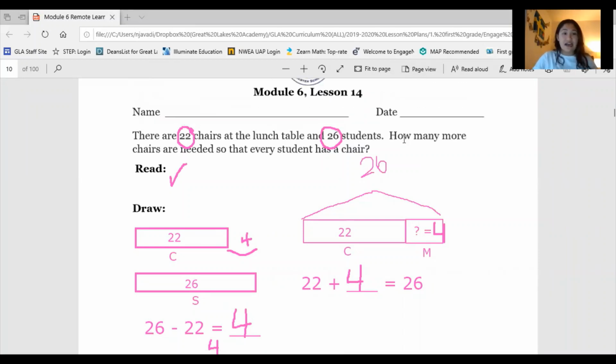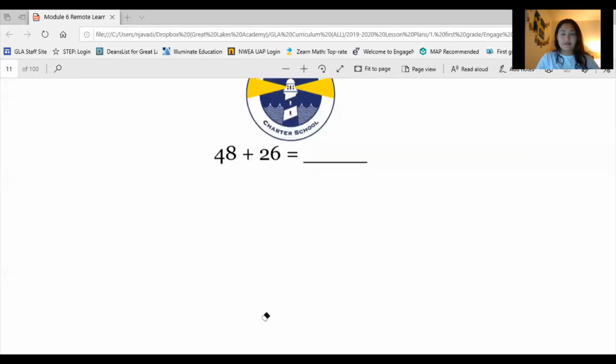If you need more time with this problem, you can pause and write whatever you need to write down now. If not, let's keep going. First things first, pause and solve this problem on your own paper. The problem says 48 plus 26. Pick a strategy like quick 10s and 1s, make 10 strategy, add 10 strategy, and solve.